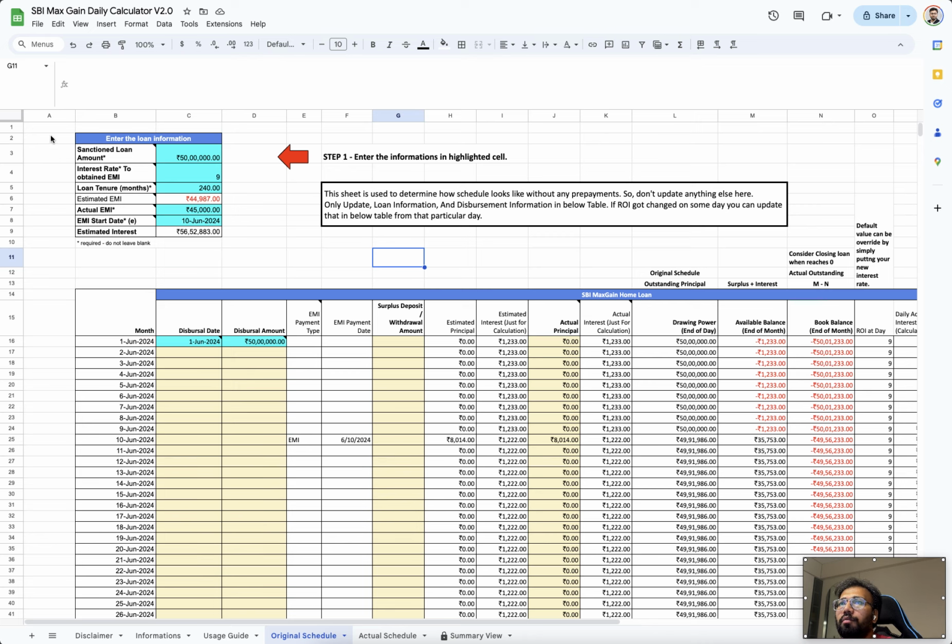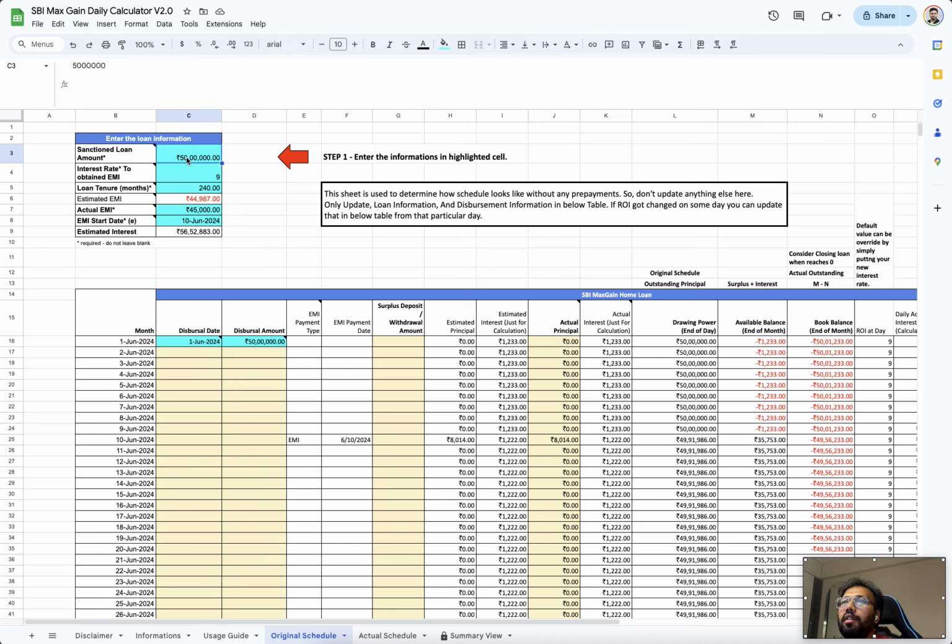Okay, so let me show the structure of it. First is the original schedule. The purpose of this original schedule is to visualize how the interest amount looks and how the spread of the loan looks. That's the only purpose of this original schedule, so that we can compare it with the actual schedule. The actual schedule is where we are going to maintain everything. But let's go one by one.